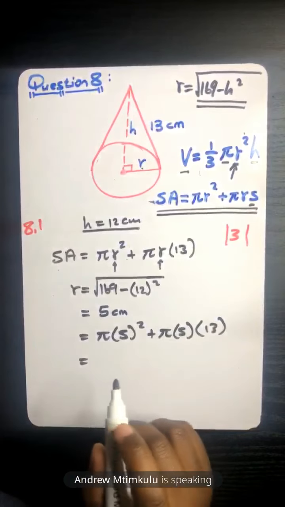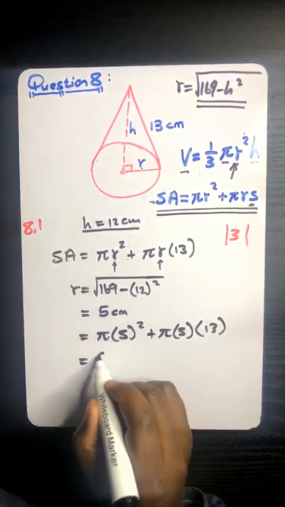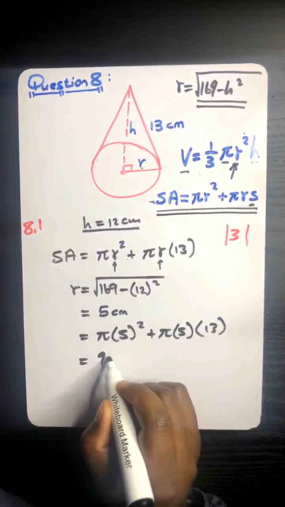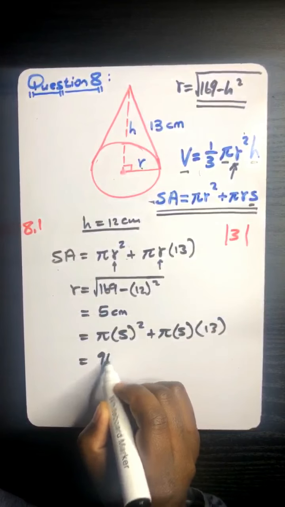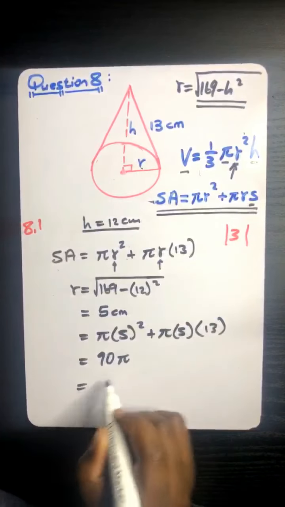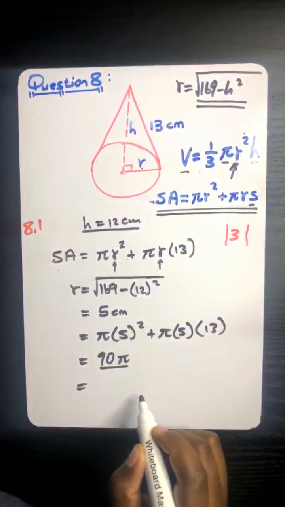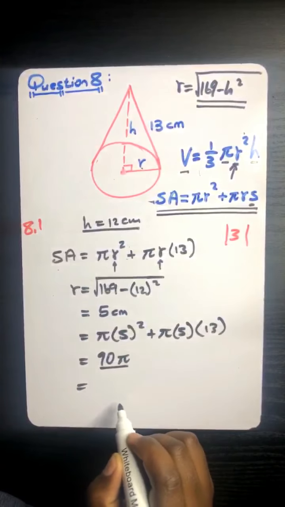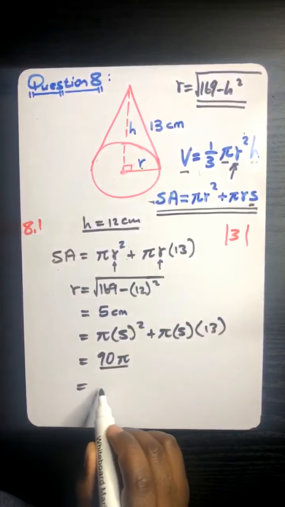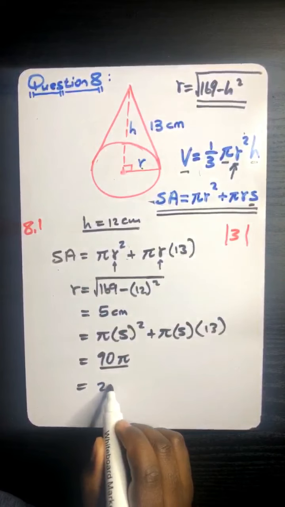90 pi, sir. 90 pi. Yes, sir, 90 pi. Okay. You must write it in the form of a decimal. What is it? It's 282.74.